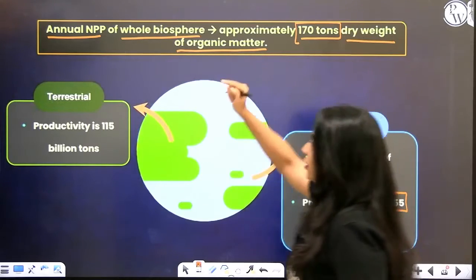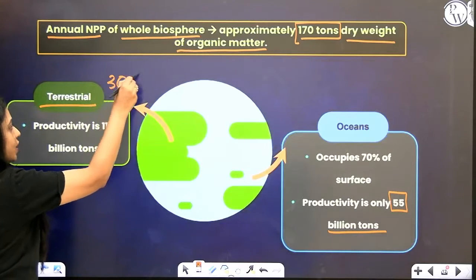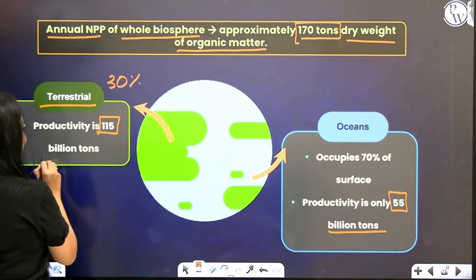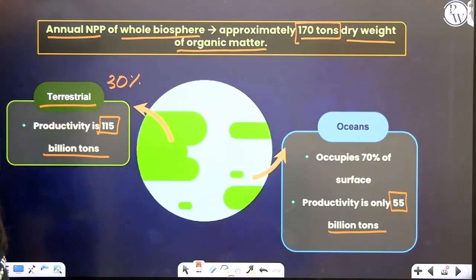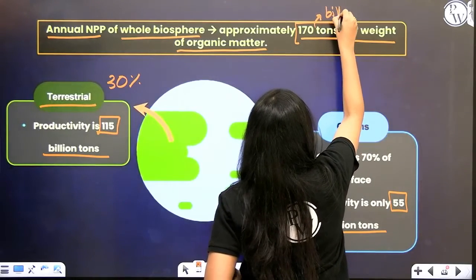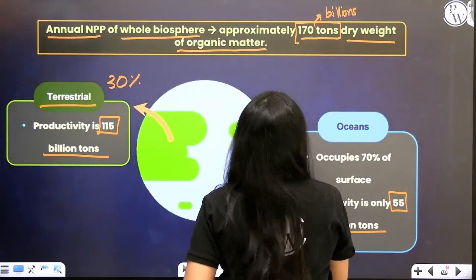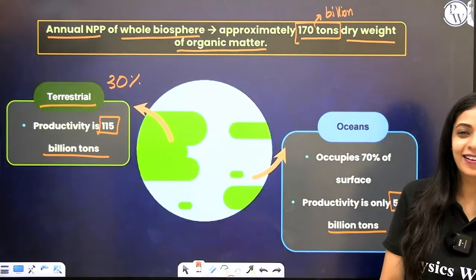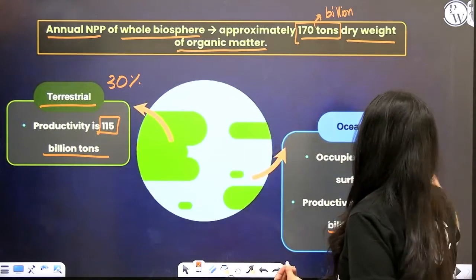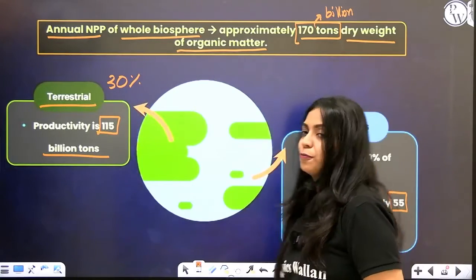Now, if you look at the terrestrial ecosystems, though it's occupying merely 30% of the total area on Earth, its productivity is 115 billion tons. Oh wait, from that time I'm telling 170 tons, right? This is 170 billion tons. Yeah, so that is 170 billion tons of dry weight. Terrestrial is 115, and oceans, though it's occupying a lot of area, it's only about 55 billion tons.